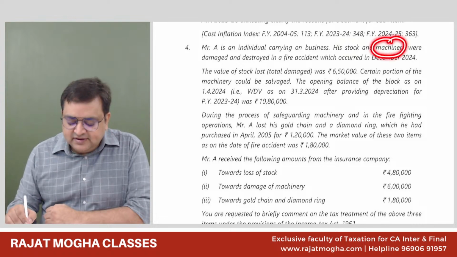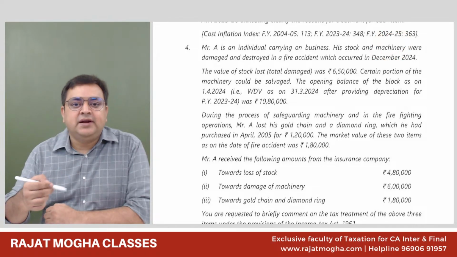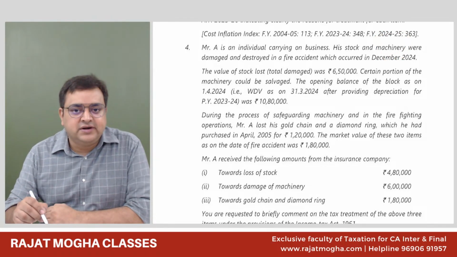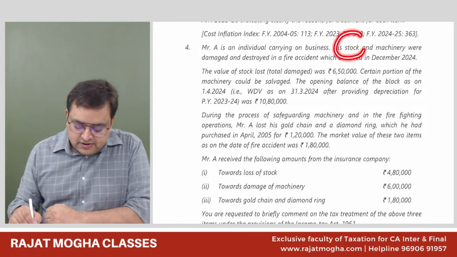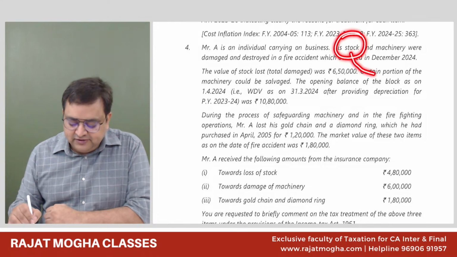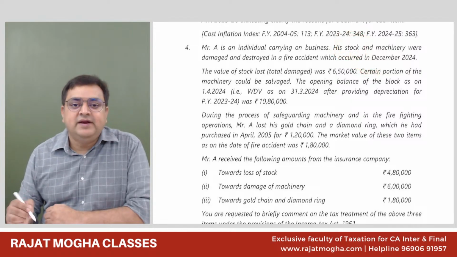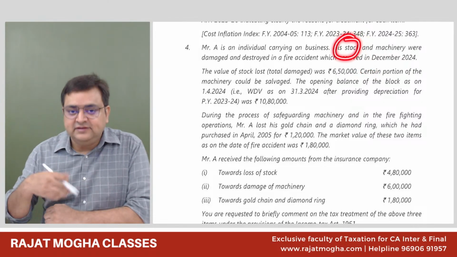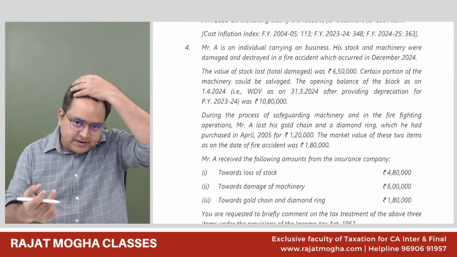See, machinery is a capital asset. And if any capital asset gets destroyed, and if we receive the insurance claim, then the capital gain arises there as well. But stock is not a capital asset. Stock is our business inventory. So whenever we sell stock, normally, it is our PGBP income, not capital gain income.